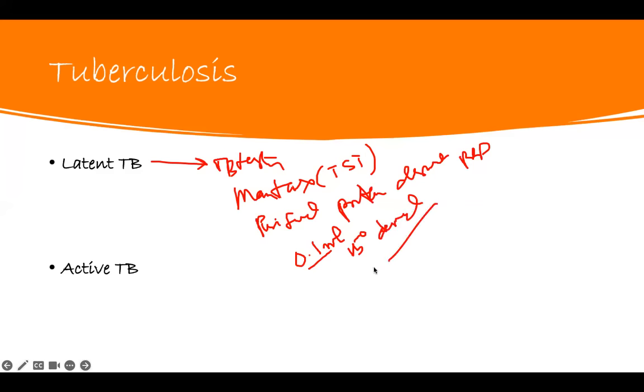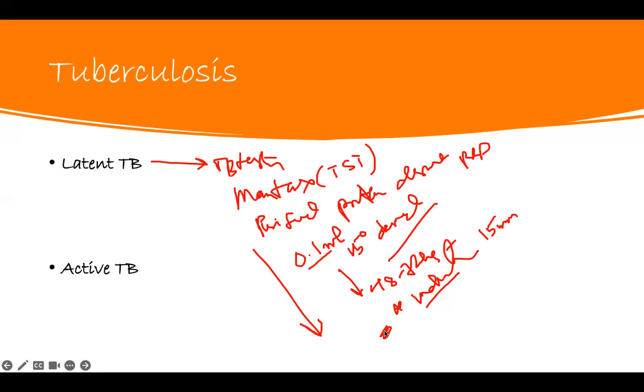Then you come back 48 to 72 hours later for it to be read. It becomes positive if there's induration. So be careful, they can trick you and put erythema. Induration means it's positive, and you're looking for about 15 millimeters of induration. Erythema is not it. You expect to have some small erythema, but for induration you're looking for a bump of about 15 millimeters, which is 1.5 centimeters.